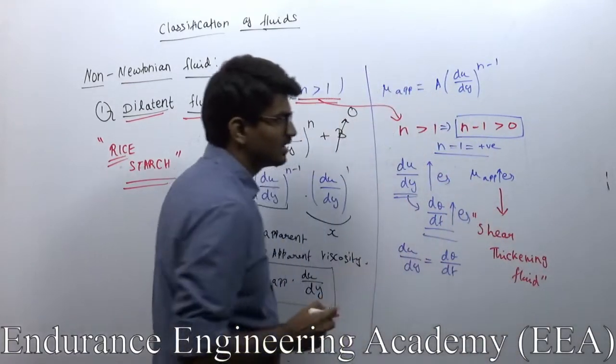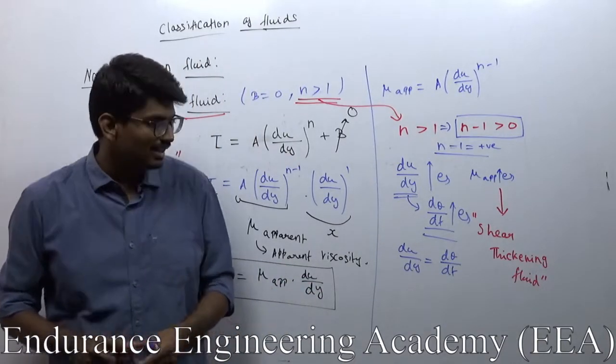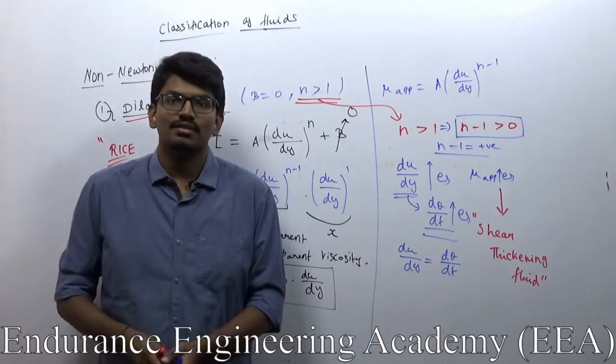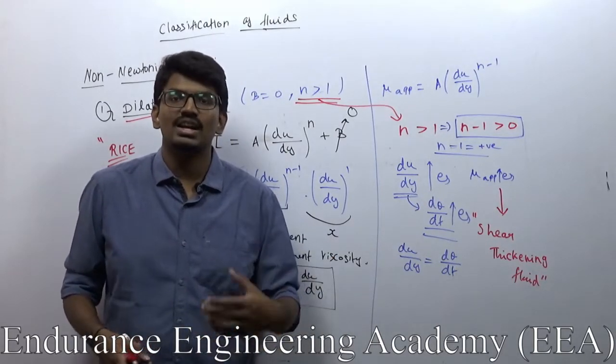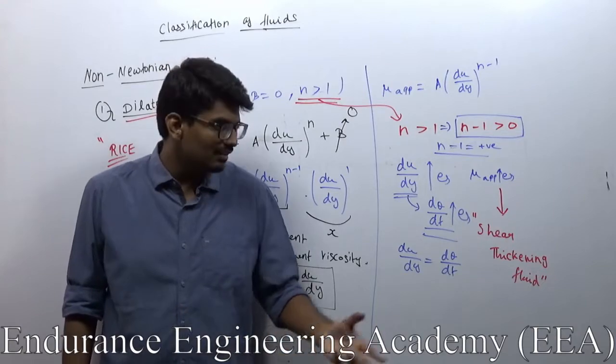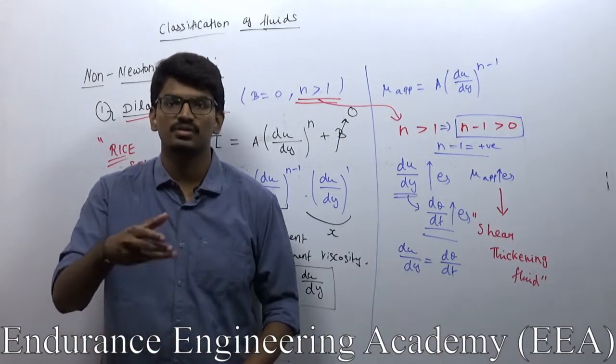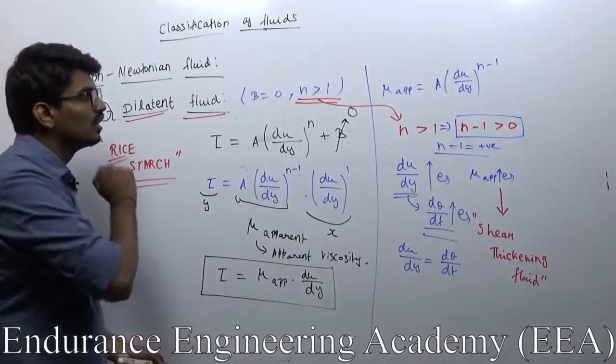Very interesting concept, right? If I keep on increasing this d theta by dt, the value of mu apparent is also increasing. Because of that, the fluid is becoming thick, and hence I will call that a shear thickening fluid, and these types of fluid are nothing but dilatant fluid.